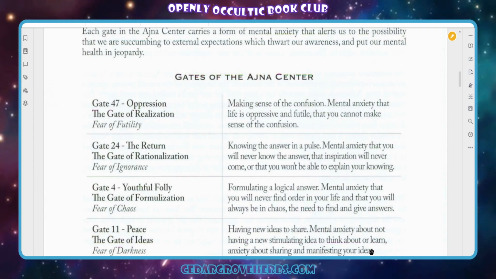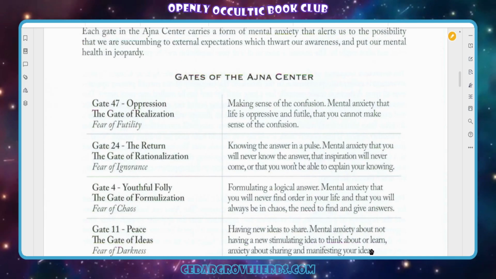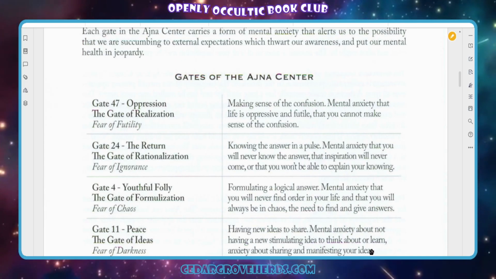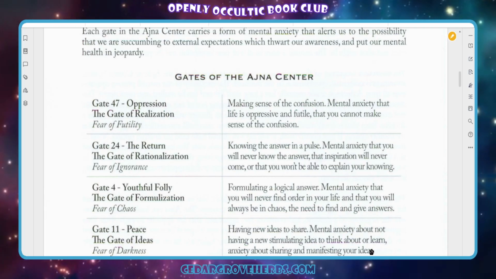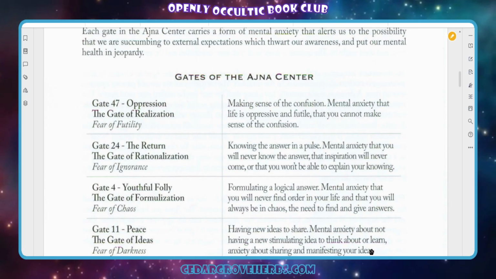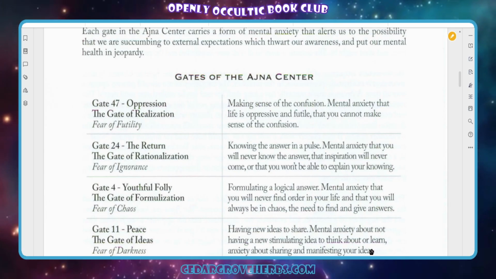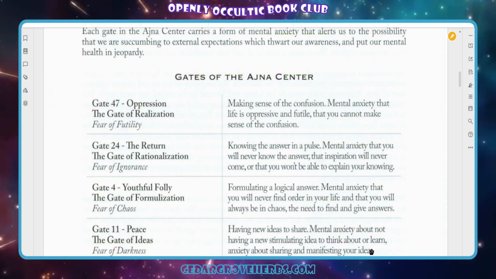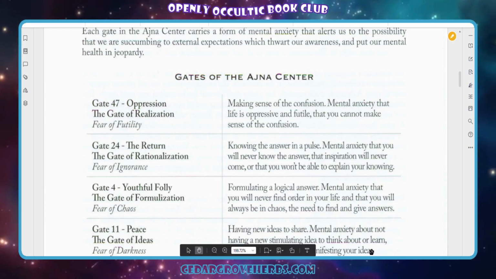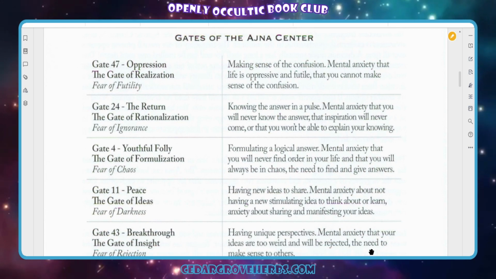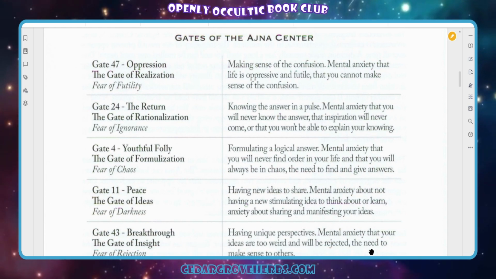Starting out with gate 47, oppression. This is the gate of realization, the fear of futility, making sense of the confusion, mental anxiety that life is oppressive and futile, that you cannot make sense of the confusion. That's the energy flowing through that gate if you have it on your chart. Gate 24, if you have it defined on your chart.